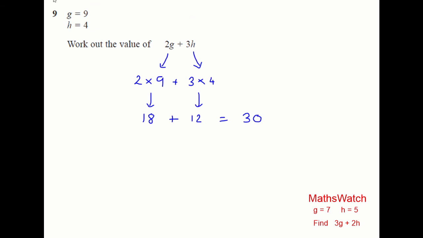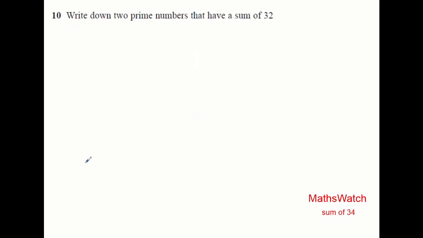And question 10, this is going to be the last question of this part. Write down 2 prime numbers that have a sum of 32. Right, first of all, prime numbers are numbers that can only be divided by one and themselves. They have exactly 2 factors. The first prime number is the number 2, because you can divide 2 by the number 1, and you can divide it by the number 2 and nothing else.